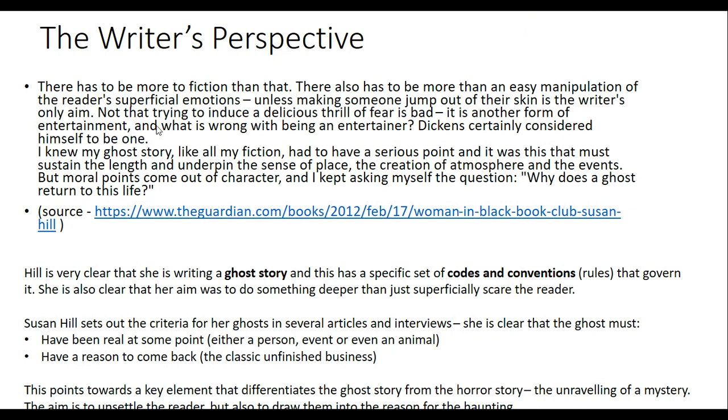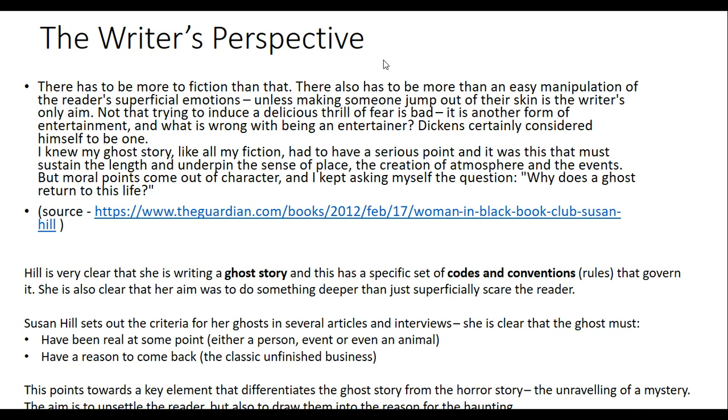It's interesting to look at the writer's perspective, because you actually have a writer who is still writing, although not in the very recent past, but certainly up until about 2013, Susan Hill was still actively producing texts. She still writes articles, gives interviews, and she has a perspective. She tells us, and we have the advantage of knowing with modern texts, what the author was attempting to do.